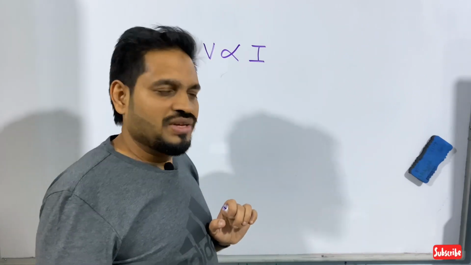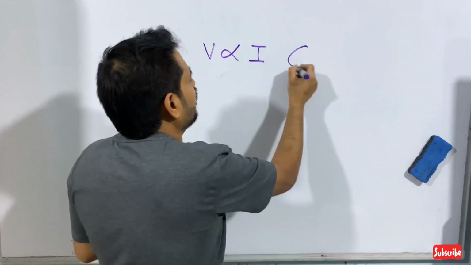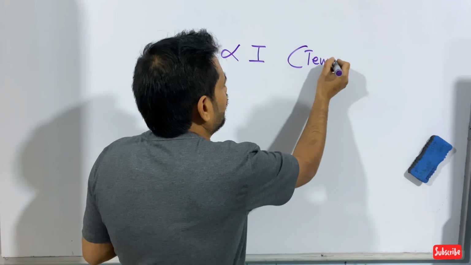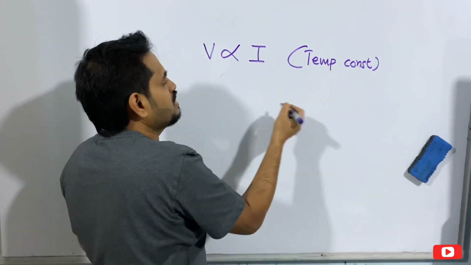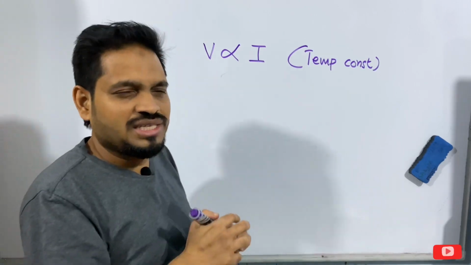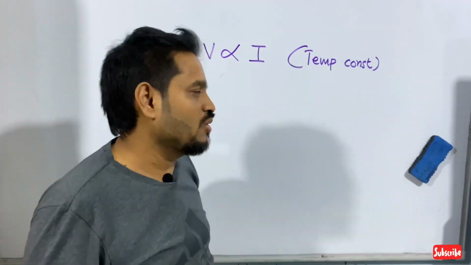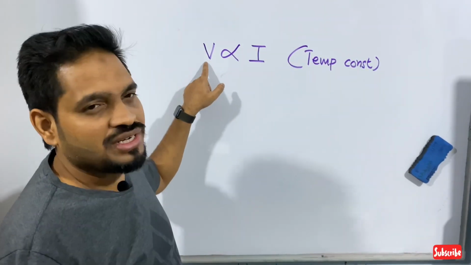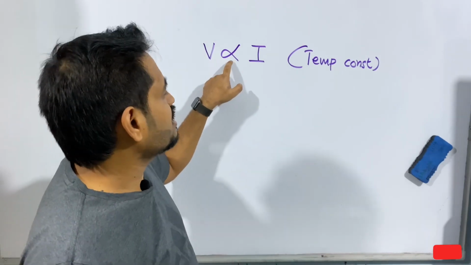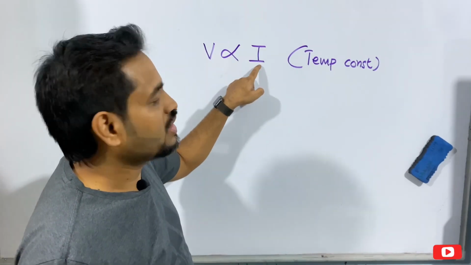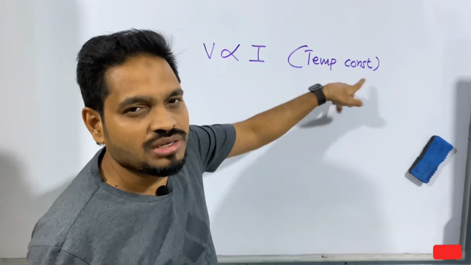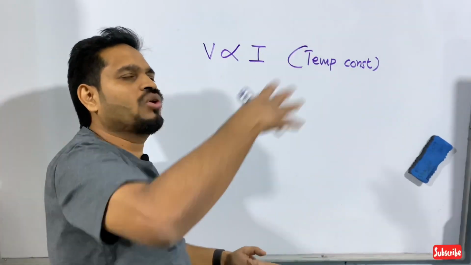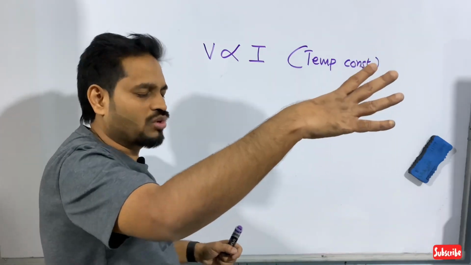Okay, V is directly proportional to I provided temperature remains constant. So this is the simplest way to recollect Ohm's law. By the way, this is the formula method. What is Ohm's law? Potential difference across a conductor is always directly proportional to the current flowing through it, provided temperature remains constant. Finished. No need of learning all the huge diagrams or huge sentences.